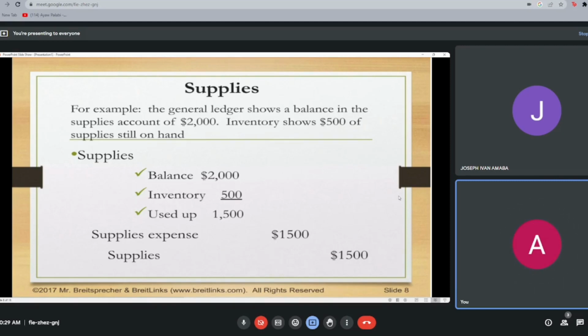Supplies. For example, the general ledger shows a balance in the supplies account of $2,000. The inventory shows $500 of supplies still on hand. The supplies balance is $2,000, and the inventory is reduced because the supplies used up become $1,500. So the supplies expense is $1,500.